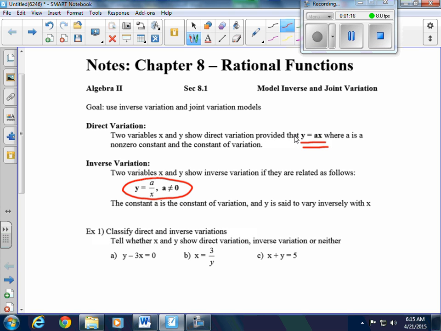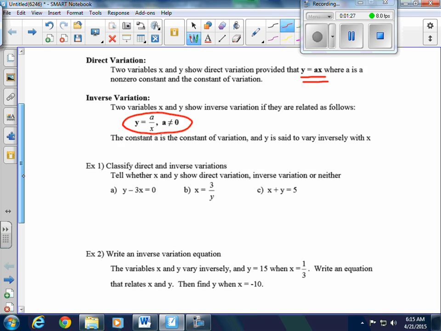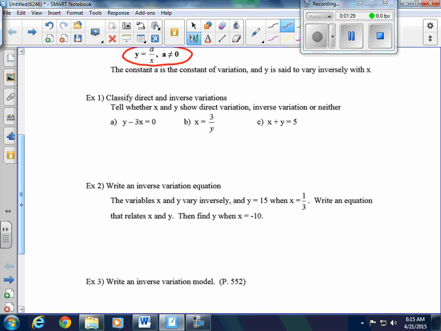So if we solve these equations for y, if we get y by itself, we're easily able to tell whether it's a direct variation, an inverse variation, or if it's neither of those. So in example 1, that's what we're going to do. The easiest way to tell is to solve it for y. Example 1 says tell whether x and y show direct variation, inverse variation, or neither. So if we solve this, we get y equals 3x. Well, obviously that is a direct variation.